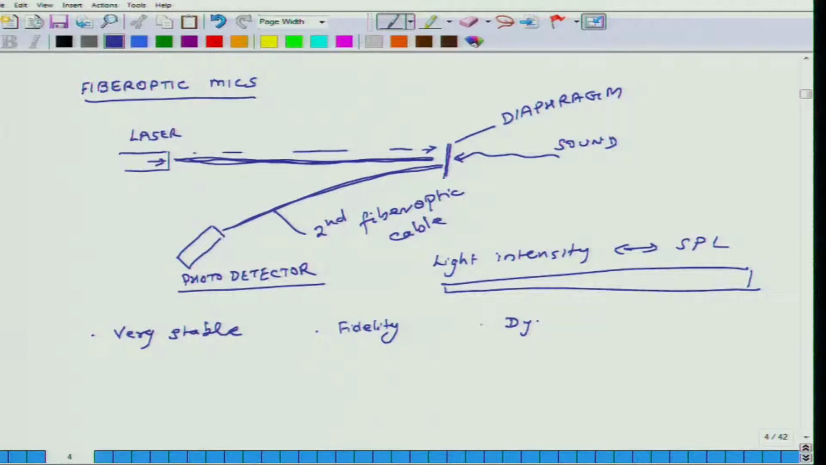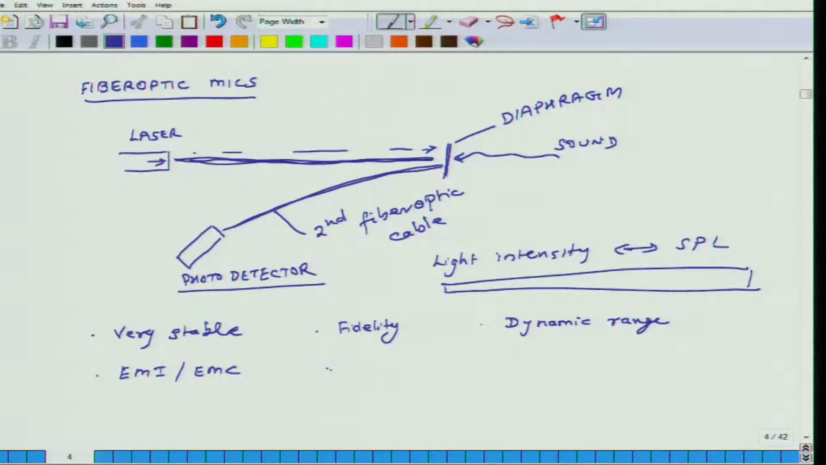Then they have a large dynamic range. So they can capture almost sudden changes in sound level much more accurately. A lot of other microphones don't have this capability. Their dynamic range is not that high compared to these ones. Fourth is they are resistant to EMI, that is electromagnetic interference, and EMC.